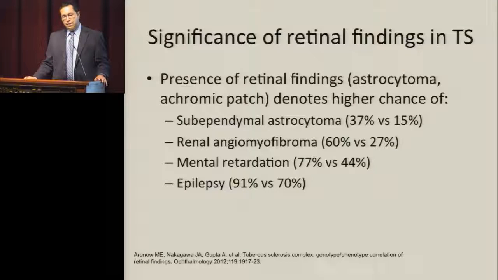So what is the significance of finding these lesions in the eye? The significance of these retinal findings, including astrocytomas and achromic patches: if you see them, the patient is at higher risk of having astrocytomas of the brain. And of course, when you have that, then there is a higher risk of having mental retardation, higher risk of having seizure, and also they are at higher risk of having renal angiomyofibromas. Lipomas, sorry.